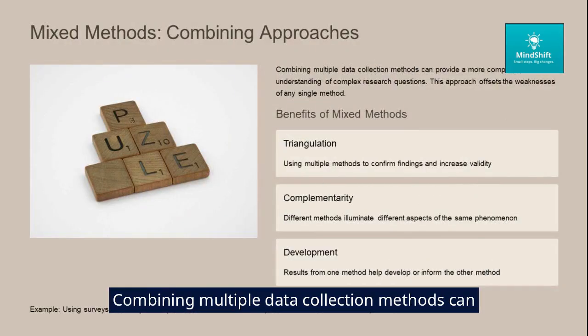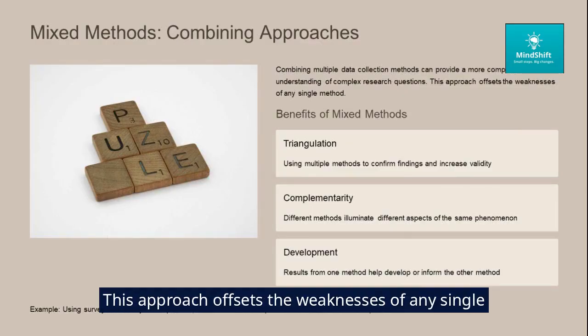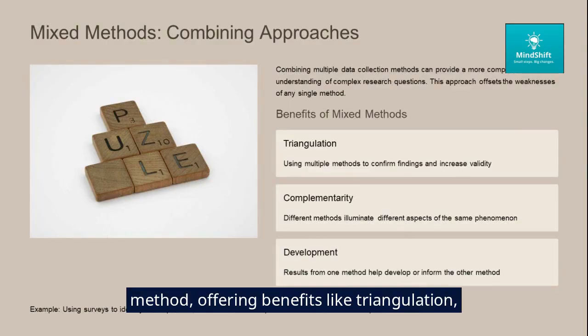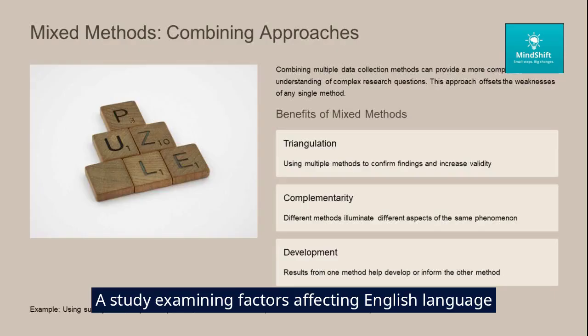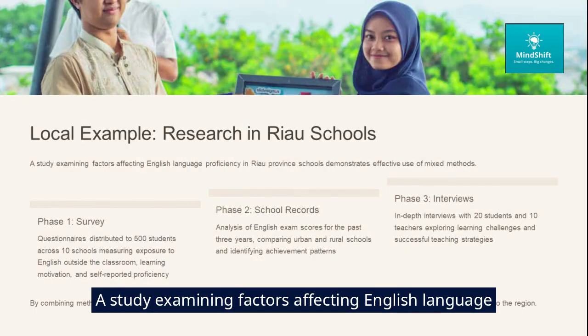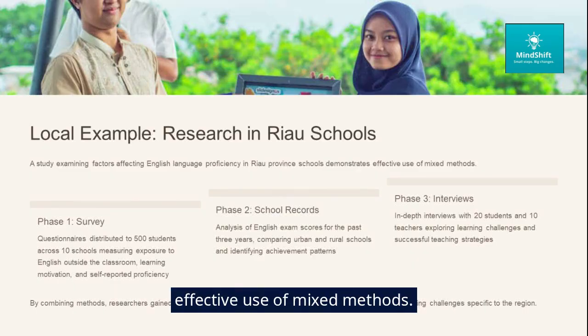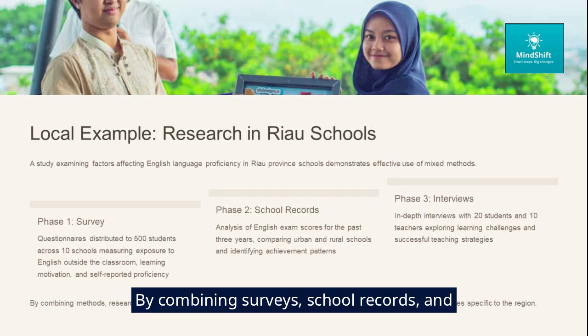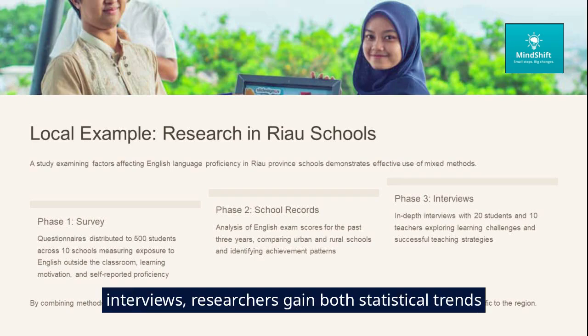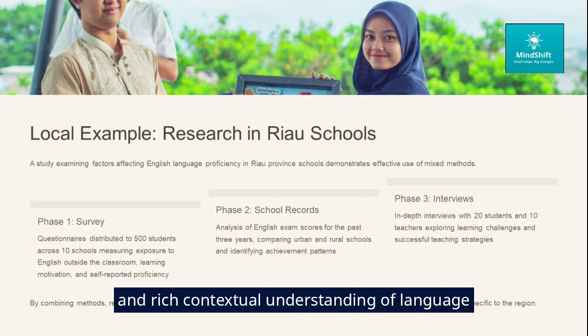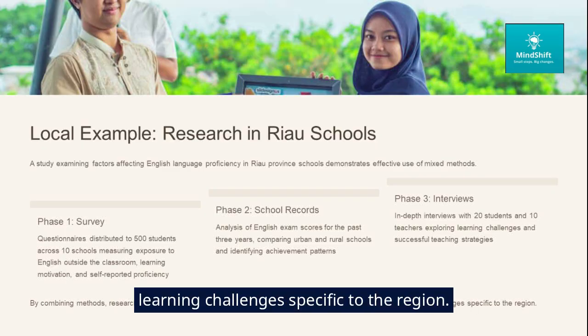Combining multiple data collection methods can provide a more complete understanding of complex research questions. This approach offsets the weaknesses of any single method, offering benefits like triangulation, complementarity, and development of findings. A study examining factors affecting English language proficiency in Riau province schools demonstrates effective use of mixed methods. By combining surveys, school records, and interviews, researchers gain both statistical trends and enriched contextual understanding of language learning challenges specific to the region.